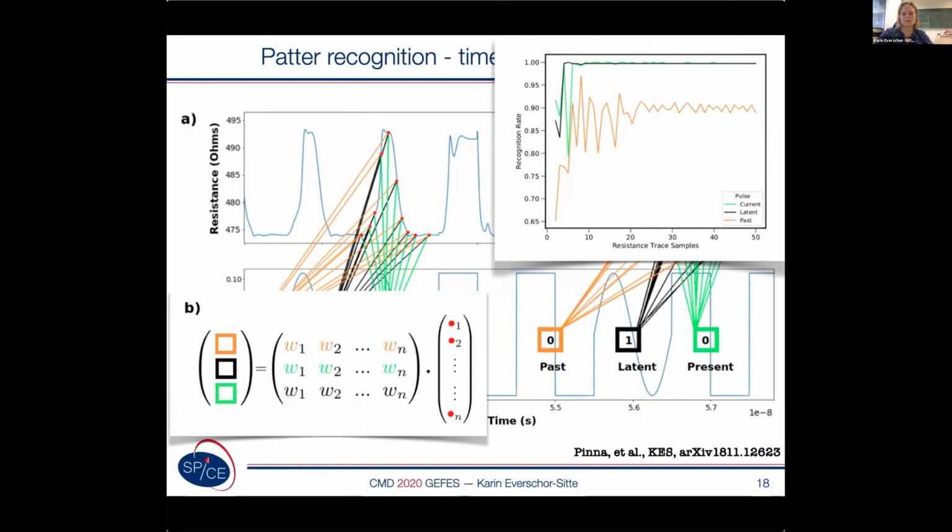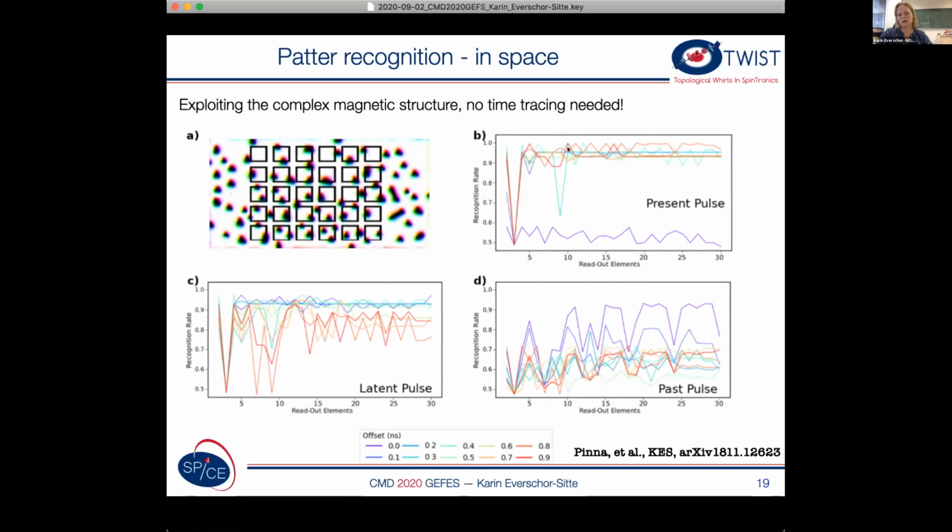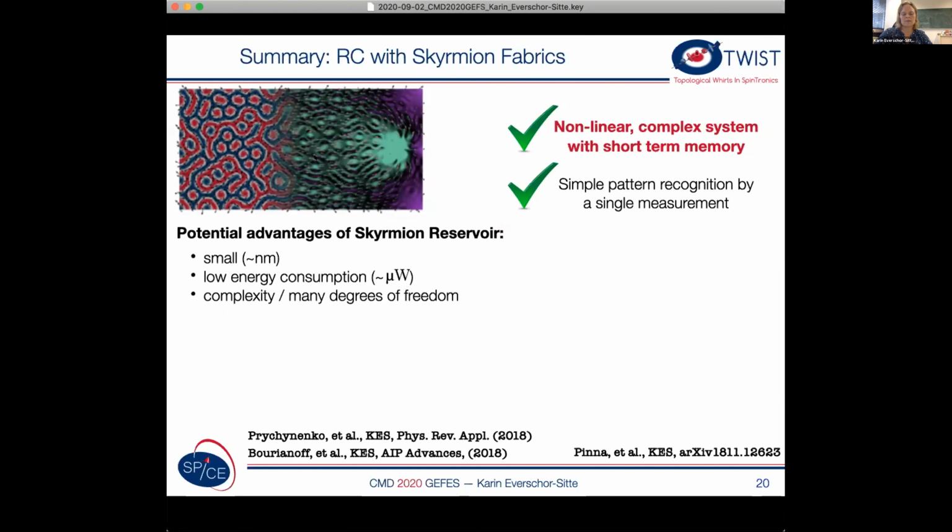We also have another advantage with this system, namely that you can, in principle, read off the signal spatially. So you don't need time tracing. In theory, you would put little MTJs on top and read out the magnetic pattern or the resistance. And then, as a function of the number of them, you can look at how good the recognition is. The trick is that you take only one single snapshot of your magnetization, and from that you can learn about the past. You can recognize the present pulse with quite high recognition quality, you can learn about the latent pulse, and you can still learn about the past pulse. So probably combining these two techniques, time tracing as well as a spatial measurement, will also enhance the recognition quality. So there is a way to optimize that.